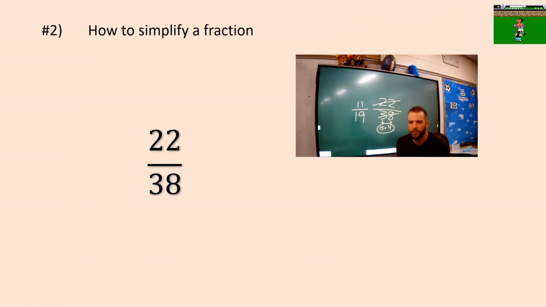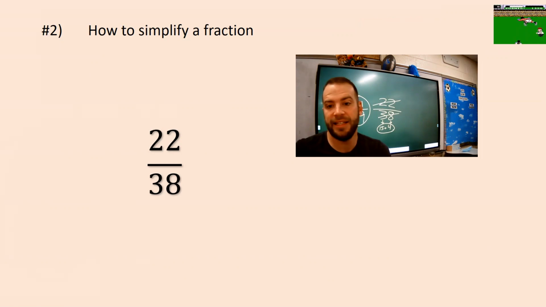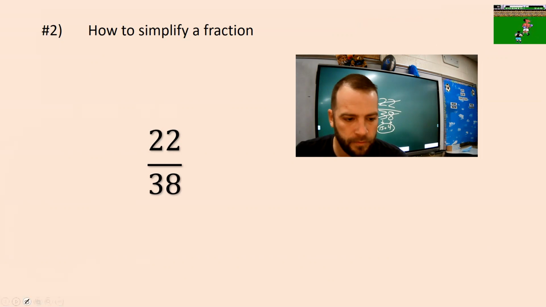Are we done? Well, 11 is a prime number. That means the only 2 factors of 11 are 1 and 11. So 11 has to go into 19. No, it doesn't. Not perfectly. You can't count by 11s. Therefore, there's nothing smaller you can do. 11/19 is the answer there.